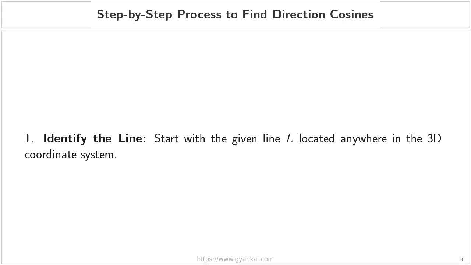Step-by-step process to find direction cosines. First, you need to identify the line. You'll start with your given line, which we'll call L. Remember, at this stage, this line could be floating anywhere in our three-dimensional coordinate system. It doesn't have to be near the center.